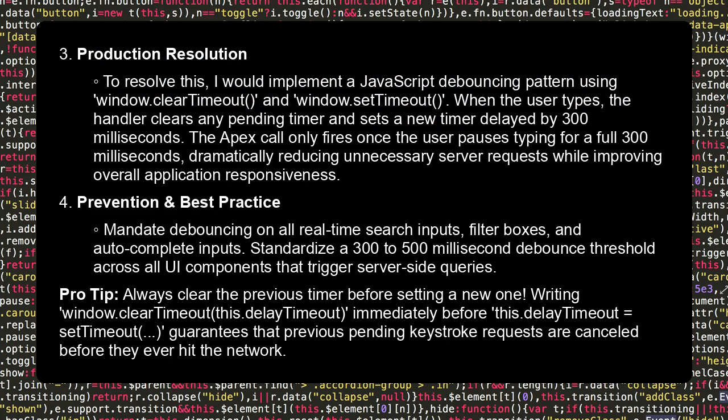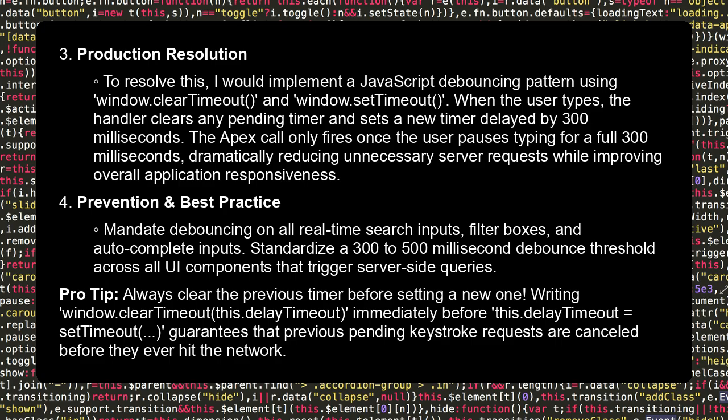3. Production resolution. To resolve this, I would implement a JavaScript debouncing pattern using window.clearTimeout and window.setTimeout. When the user types, the handler clears any pending timer and sets a new timer delayed by 300 milliseconds. The Apex call only fires once the user pauses typing for a full 300 milliseconds, dramatically reducing unnecessary server requests while improving overall application responsiveness.